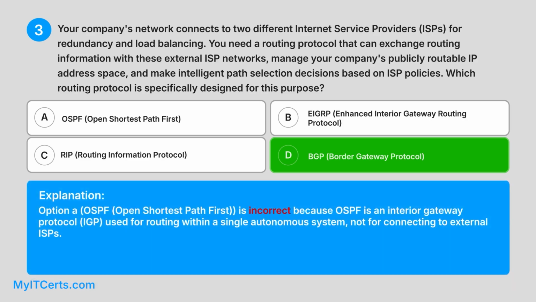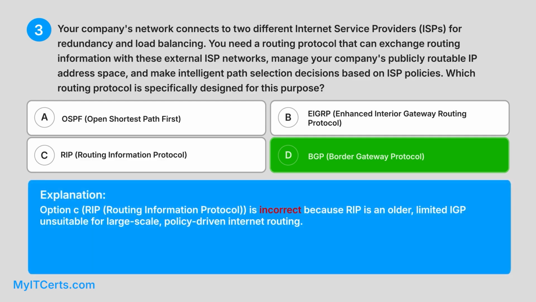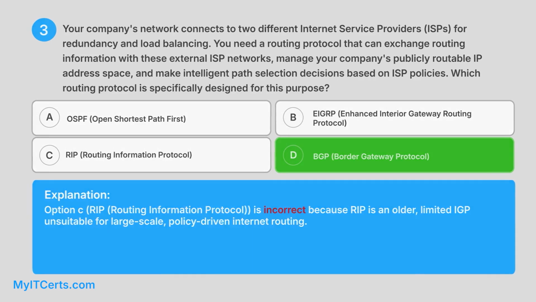Option A, OSPF, Open Shortest Path First, is incorrect because OSPF is an Interior Gateway Protocol, IGP, used for routing within a single autonomous system, not for connecting to external ISPs. Option B, EIGRP, Enhanced Interior Gateway Routing Protocol, is incorrect because EIGRP is also an IGP, primarily used for routing within a company's internal network. Option C, RIP, Routing Information Protocol, is incorrect because RIP is an older, limited IGP, unsuitable for large-scale, policy-driven Internet routing.